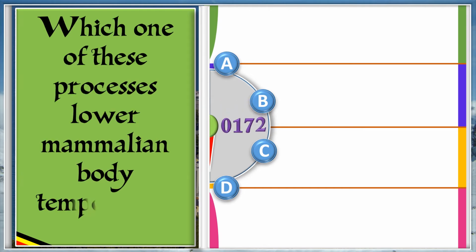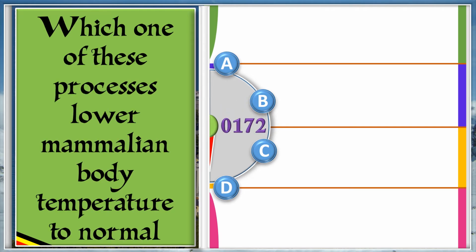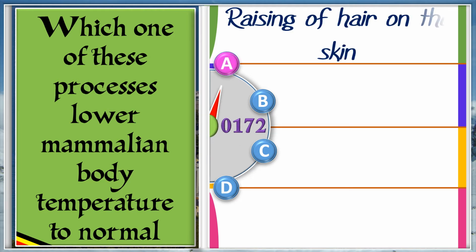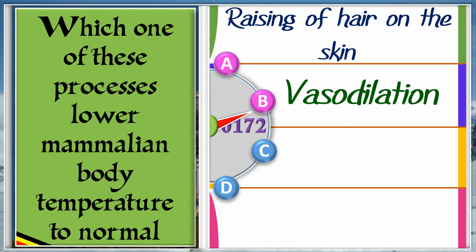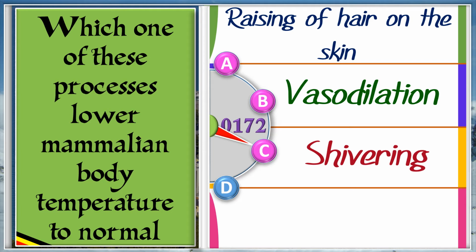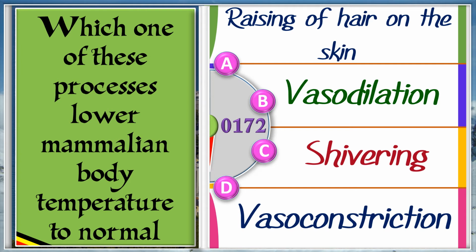Which one of these processes lowers mammalian body temperature to normal? A. Raising of hair on the skin. B. Vasodilation. C. Shivering. D. Vasoconstriction. And the answer is B. Vasodilation.